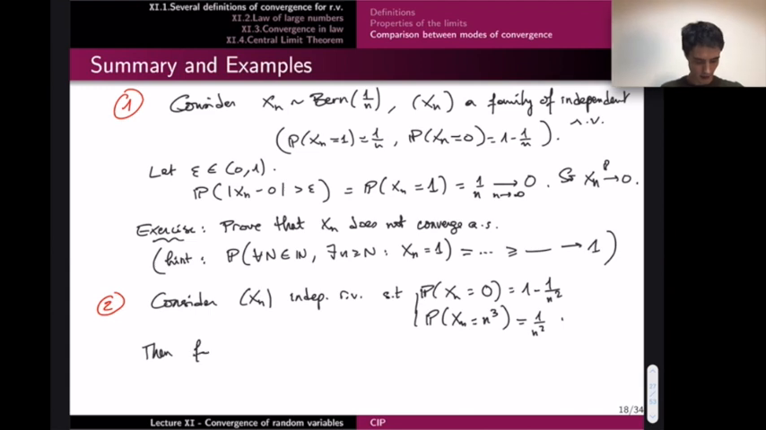Then for epsilon positive, or actually I just need epsilon small enough, let's say.